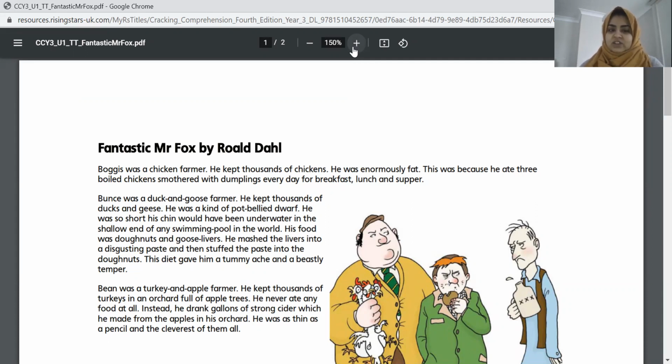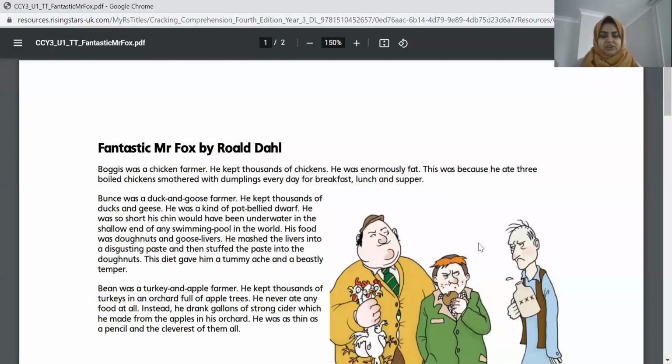He was so short his chin would have been underwater in the shallow end of any swimming pool in the world. His food was donuts and goose livers. He mashed the livers into a disgusting paste and then stuffed the paste into the donuts. This diet gave him a tummy ache and a beastly temper. Bean was a turkey and apple farmer. He kept thousands of turkeys in an orchard full of apple trees. He never ate any food at all. Instead, he drank gallons of strong cider, which he made from the apples in his orchard. He was as thin as a pencil and the cleverest of them all.